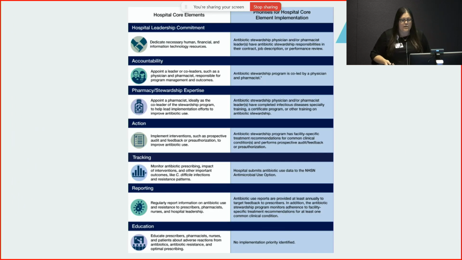Here are the CDC's core elements. It's the backbone of our program here at Mary Greeley. It includes hospital leadership, accountability, pharmacy. It's that we take action, we track, and we report and we educate. So this is really for any committee or group that wants to be effective. Having all of these core elements is a good framework. And we are required to do this for CMS and our accrediting bodies as well.